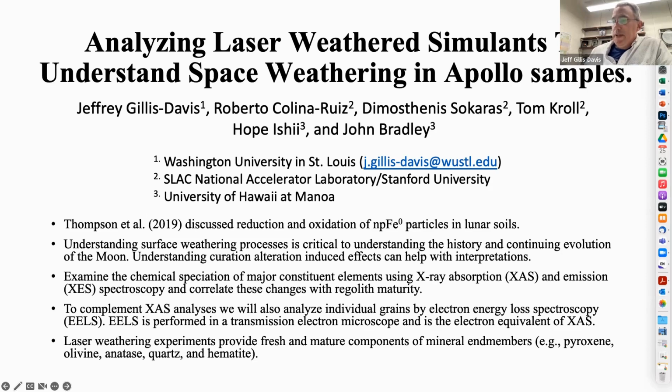My contribution to this is looking at laser weathered materials as end members. We get different minerals that we expect to find in the core, such as pyroxene, olivine, anatase, or titanium oxide, quartz, and hematite, giving us laser weathered material, which replicates micrometeorite bombardment, and unweathered material to analyze.